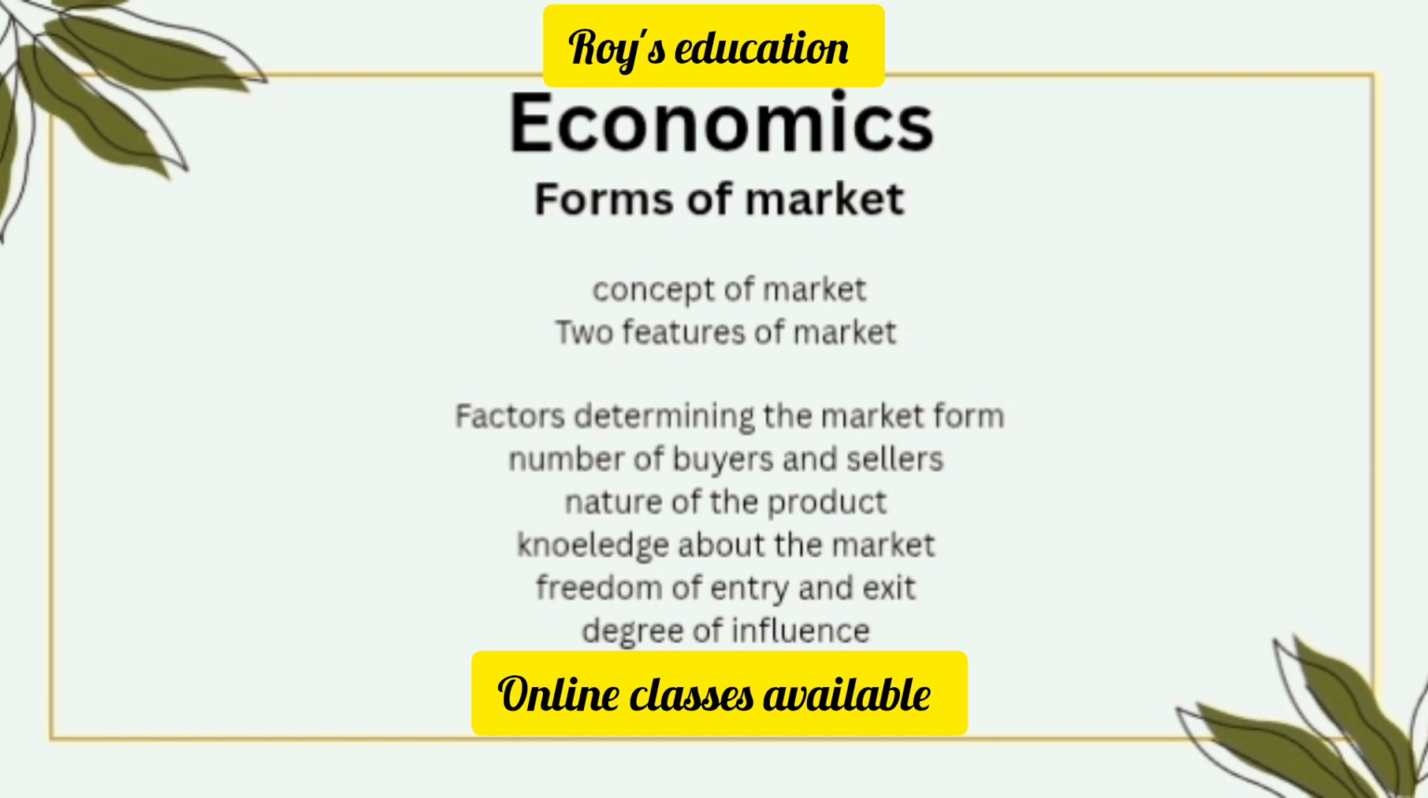Degree of influence. Different forms of market differ from each other in terms of their influence on price determination. A perfectly competitive market is considered to be the price taker as it cannot influence the market price. A monopolistic competition, on the other hand, can influence the price of a commodity and is considered to be the price maker. We are going to discuss the features of the perfect competition, monopoly, monopolistic competition, oligopoly and monopsony in the next video.